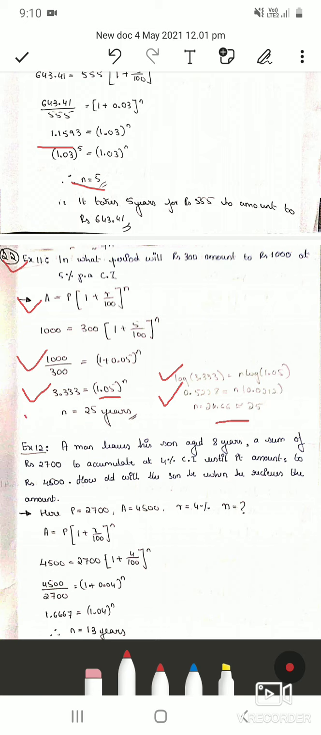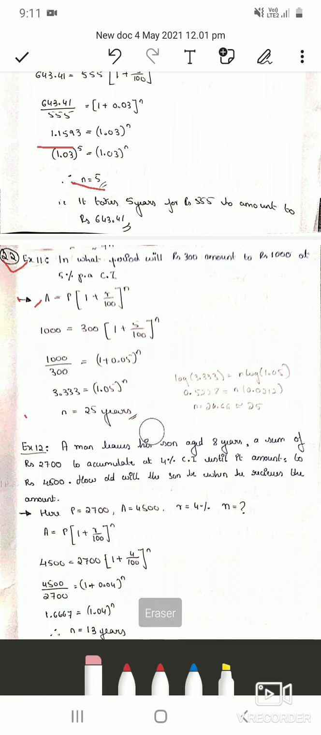Or else 1.05 you have to multiply 25 times, you will get 3.33. So this won't work well in a calculator because it takes a lot of time. So logarithm is easy to calculate in such cases. If the power is up to 5 or 3, then it is fine if you work in your calculators, or else go for logarithm.